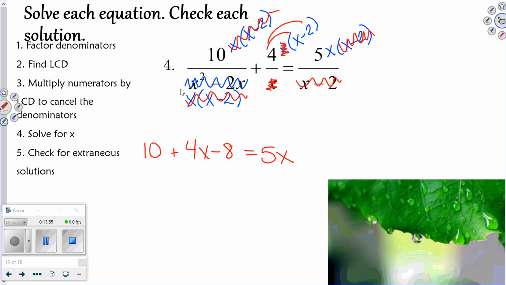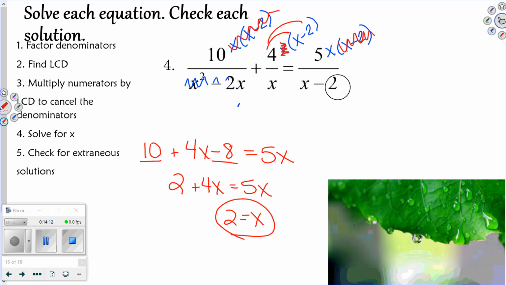All right, I have some like terms. 10 minus 8 is 2. Set equal to 0 or no? Nope, I can just solve. Subtract 4x over here and I get x equals 2. 0 and 2 were my restrictions, so this has no solution.